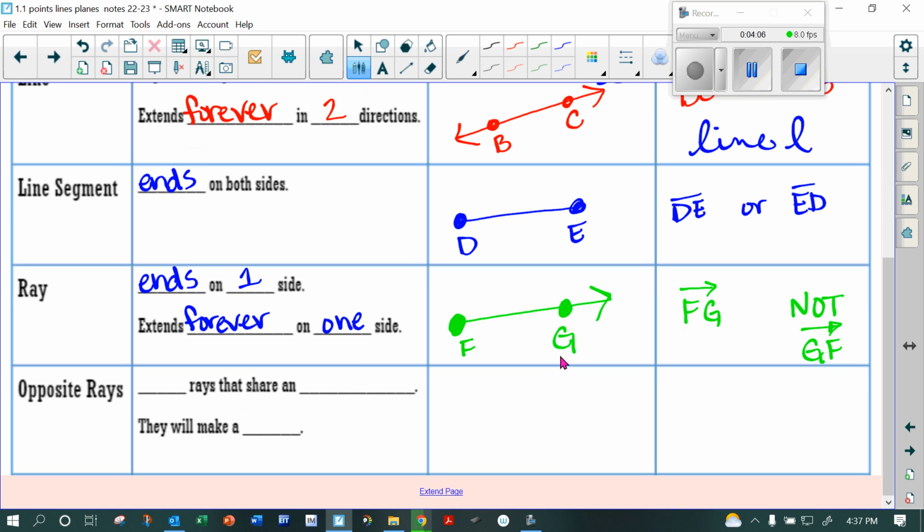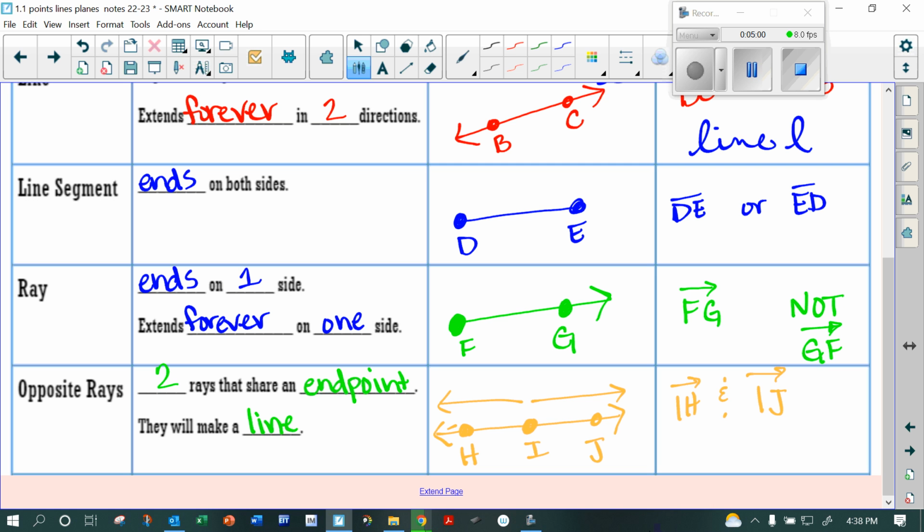All right, the next thing is called opposite rays. Opposite rays are two rays that share an endpoint. They will make a line. So it is going to look something like this. You're going to have this line, so it has to have the arrows on both ends. They're going to share an endpoint, but then there have to be these other two points. So this would be ray IH that goes this way. So ray IH. And then there's going to be ray IJ, which goes this way. Ray IJ. So those are your two rays.